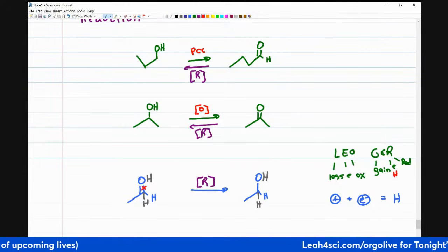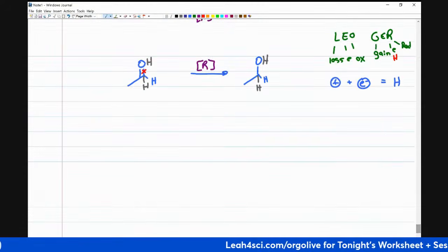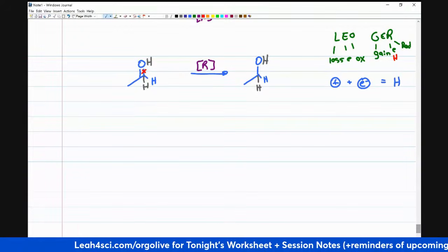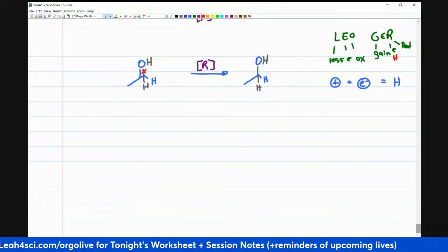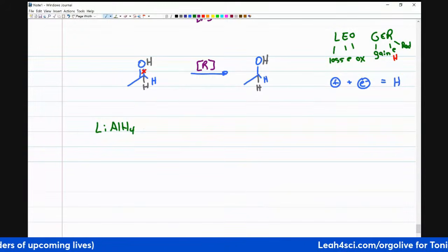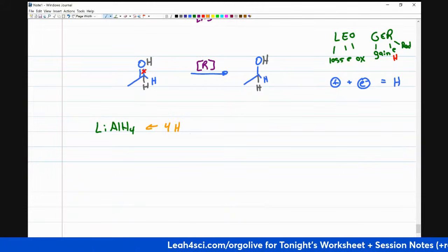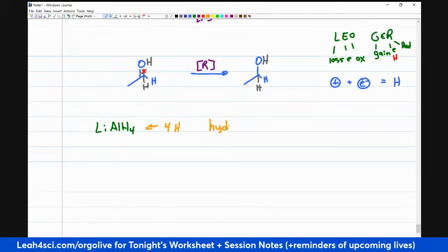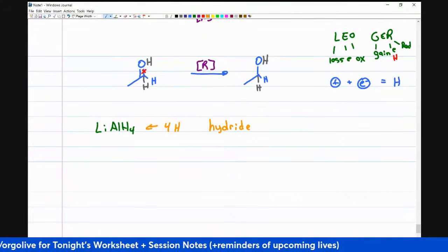The reason I'm pointing this out is if you're trying to think about what are your reducing agents, ask yourself, which reagents do I know that have all the hydrogens? The common ones that you're going to learn for aldehydes and ketones: lithium aluminum hydride. Notice that it has a whopping total of 4 hydrogens. And it's not just hydrogens, they're hydrides. That's the key. What's the difference between a hydride and a hydrogen?